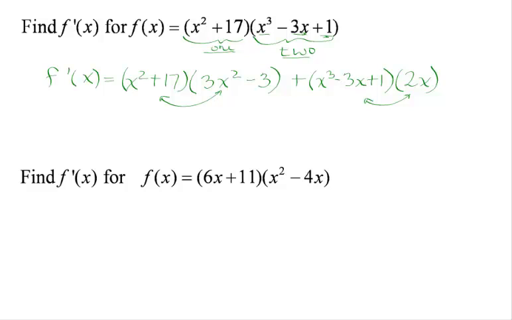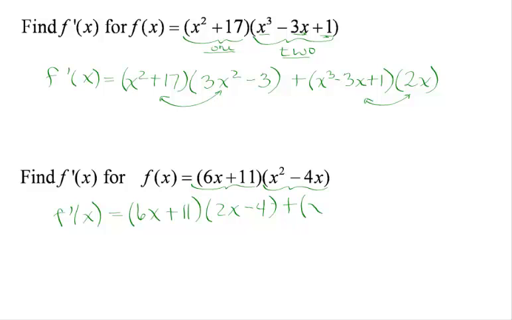So let's go on to the second example here. Find f prime of x if f is this function times that function. So f prime of x is 1 d2 plus 2 d1. And I'm done. The first function as they gave it to me.